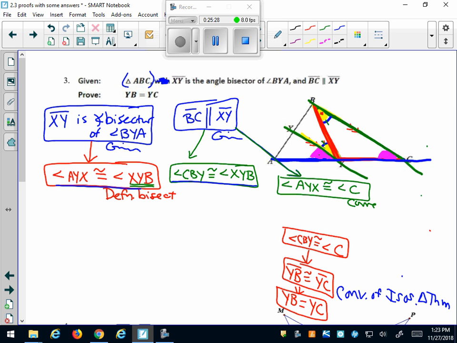So those are corresponding angles. Sorry, I never wrote the reason here. What was this reason? These two yellow angles are congruent because what kind of angles are they? Alternate interior angles, right.